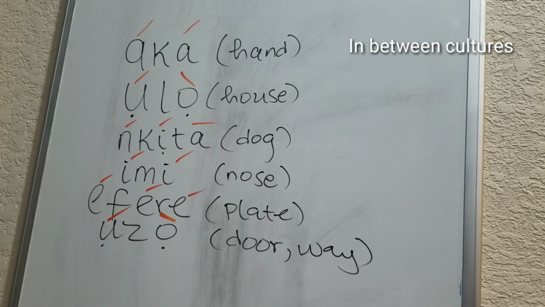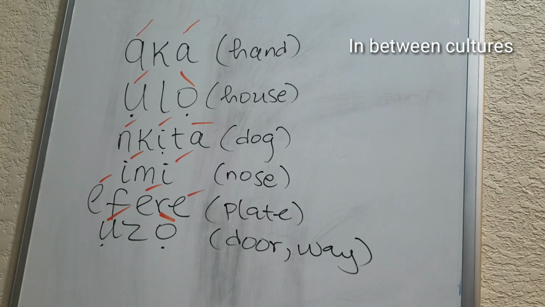Aka, high high. Ulo, high low. Nkita, high high mid. Imi, high high. Efere, high high high. Uzo, high low.